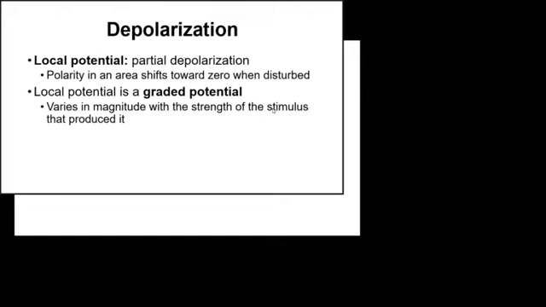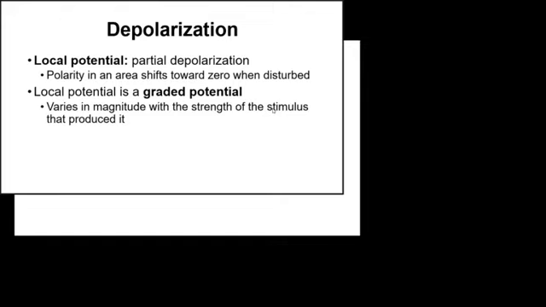It's either review or new, so we'll just go through it as we do. So when we're looking at that local potential, we're looking at partial depolarizations. We're looking at changes in the charge across a membrane locally in a small area. So we're not looking at the whole cell scale. We're looking at this one small area. And so with a local potential, the polarity in an area will shift usually towards zero when disturbed. So that shift towards zero, that getting more positive, because remember there's usually a negative potential there, as it gets more positive, that's that excitatory process. That's that being pushed towards fire.